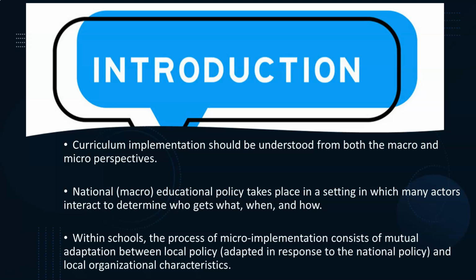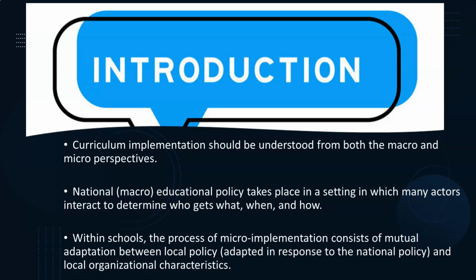For instance, national educational policy takes place in a loosely coupled setting in which many actors interact to determine who gets what, when, and how. In this setup, the curriculum policy passes through and is transmitted by successive levels of implementing organizations. The net result is that the effective power to determine an educational policy's outcome rests with local deliverers, schools.